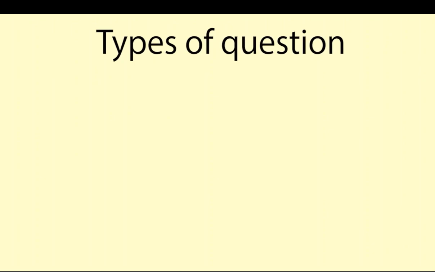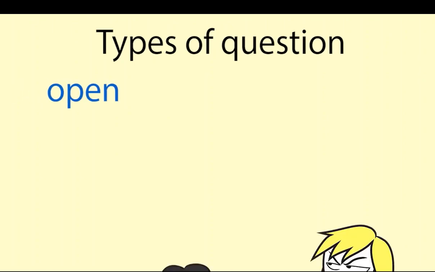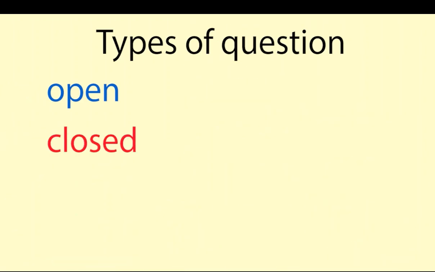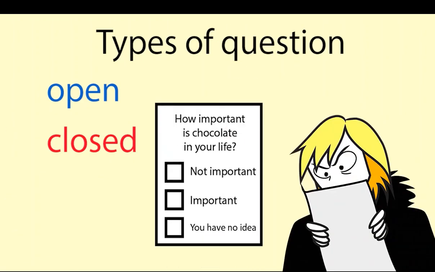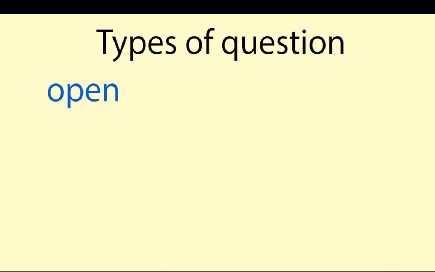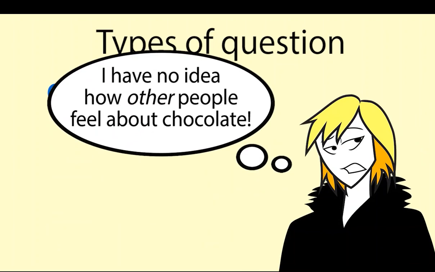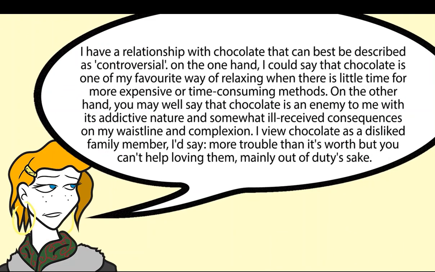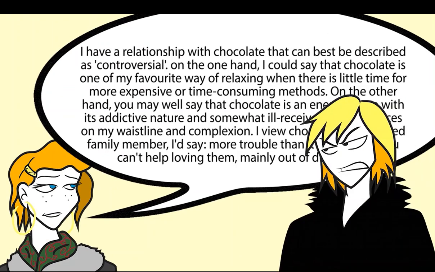There are different types of questions. Open questions let the respondent say what they like, while closed questions give respondents a choice of response. Open questions are useful when you do not know how people are likely to respond, or when you want to avoid influencing their response. But open questions can be very difficult to analyse, as there are so many different ways that they can be answered.